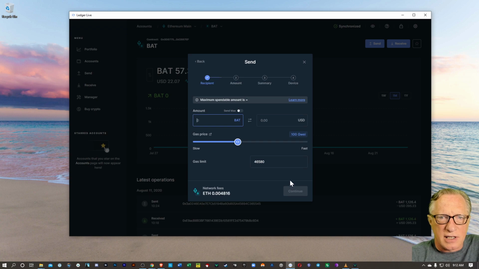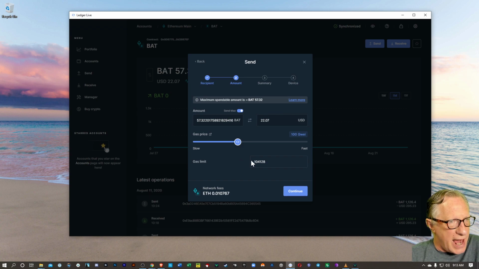All right, let's hit continue here. And let's say we want to send all of our BAT. Now, here's where we get into this whole gas thing. What the heck is gas and how does it work? Well, there's the network, they call it network fees, but it's the same concept, right? You need to pay a small price in order to move your tokens.